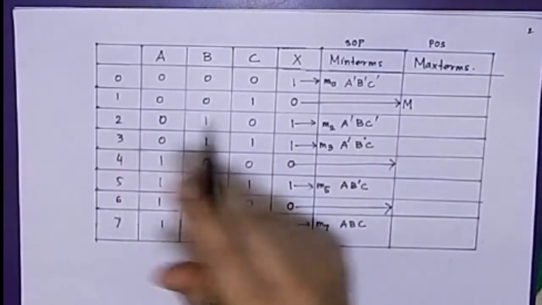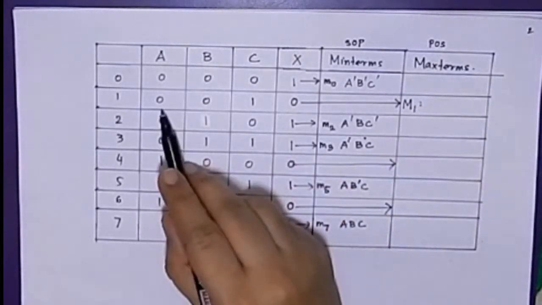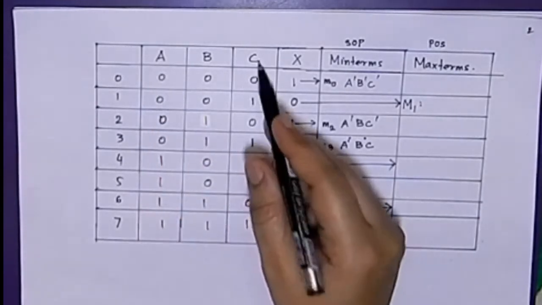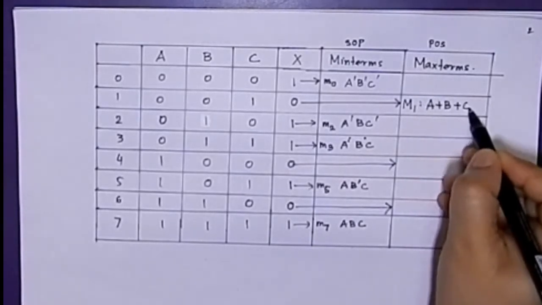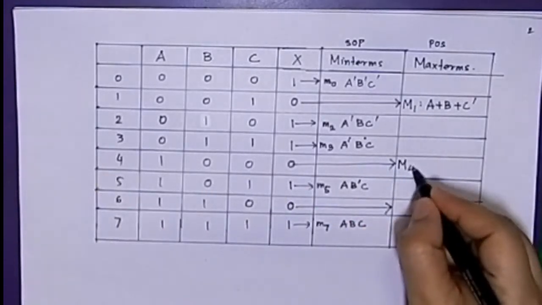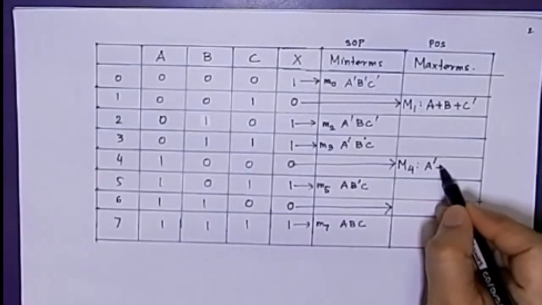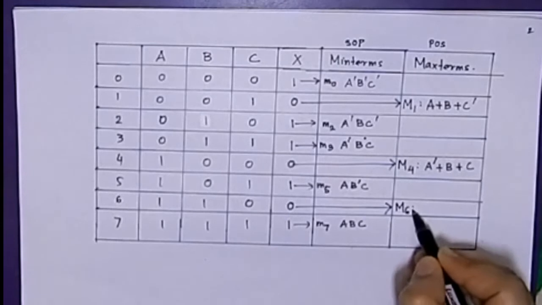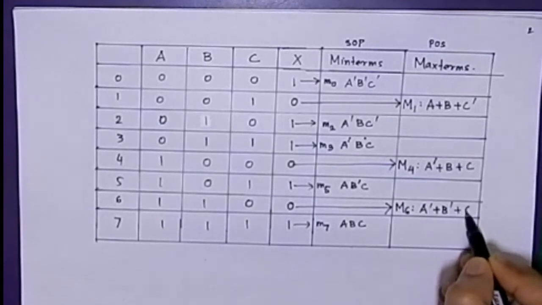It's capital M, row number 1. So, and the term is, what is the term? Remember, in max terms, 0 is the true form and 1 is the complement form. So you have A plus B plus C dashed. Again I have a 0 here. This is row number 4, so that is M4. So again A is 1, so this should be A dashed plus B plus C, and the last one is M of 6, and the term is A dashed plus B dashed plus C.